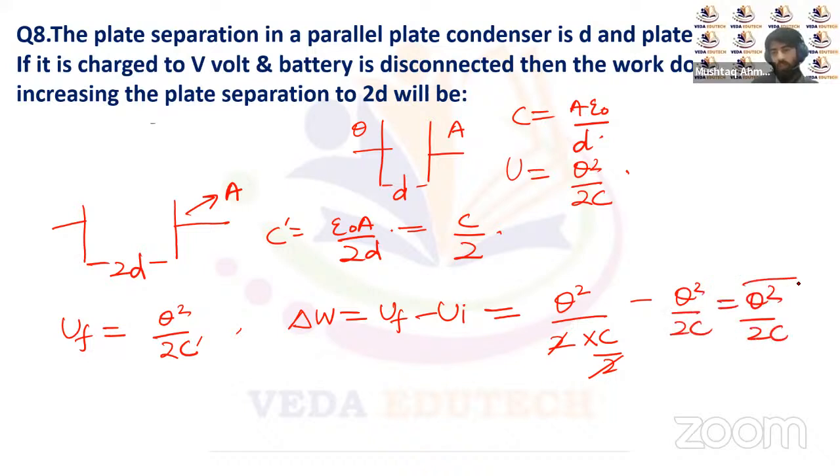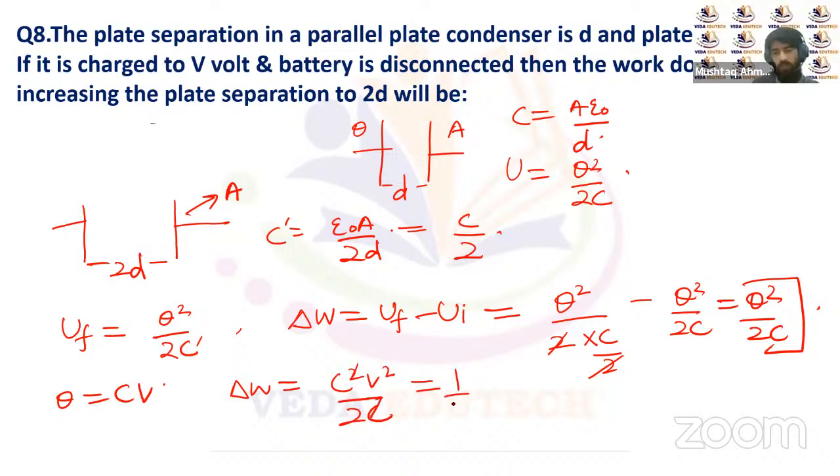It means this much work has been done. And the value of Q is equal to CV. So the work done will be C square V square upon 2C, and 2C and C will get cancelled. So half CV square will be the work done in increasing the plate separation to 2D from D.